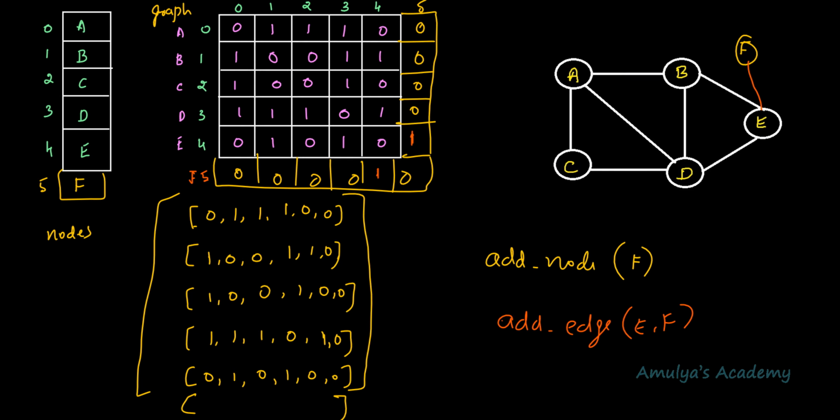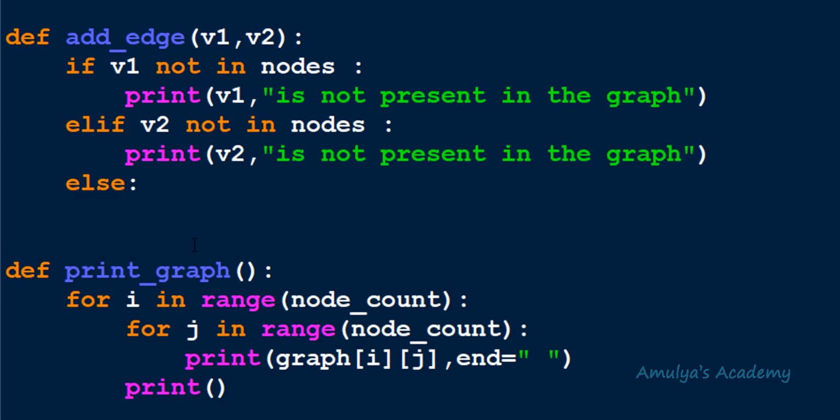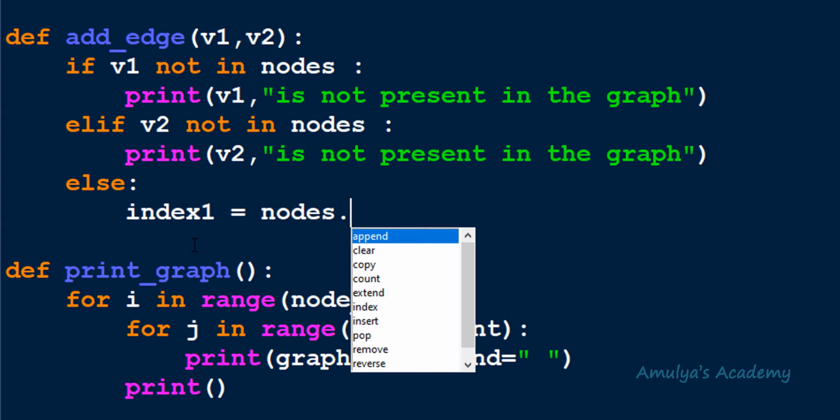That's why first we need to get the index of V1 and V2, because in the nested list or matrix we need to change the values in that index. So here first let me take index 1, a variable, and to get the index in the list we need to use the index method. So here the list name is nodes. So nodes is the list which contains all the nodes, right? All the vertices of the graph are stored in the nodes list here.